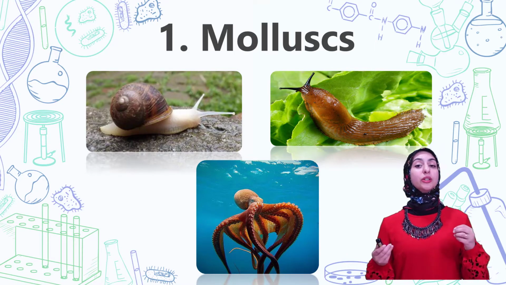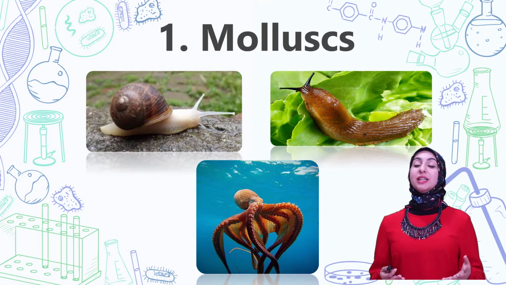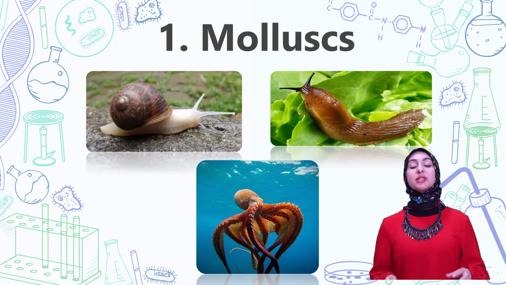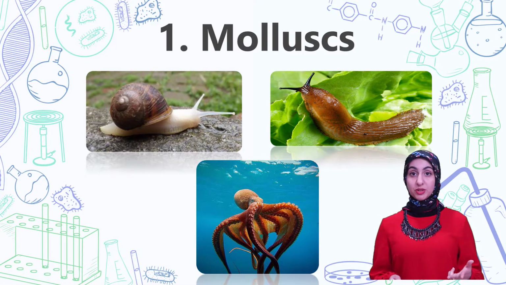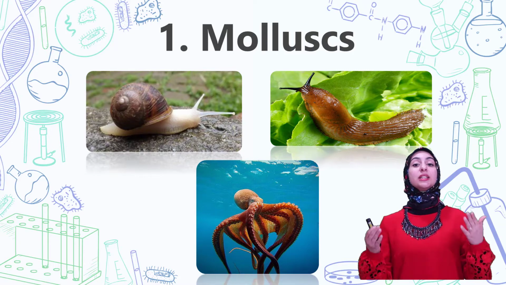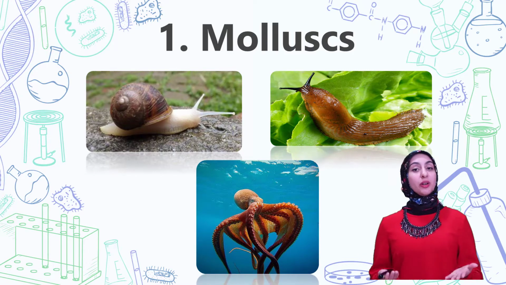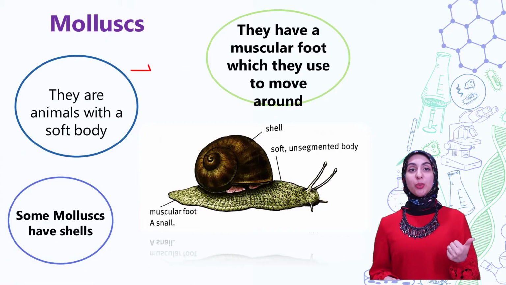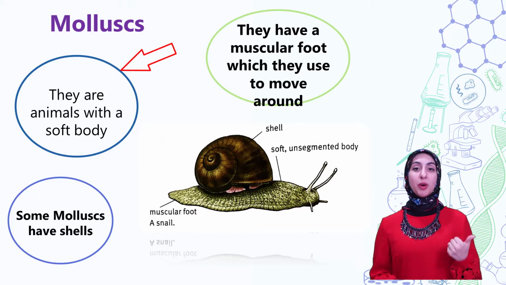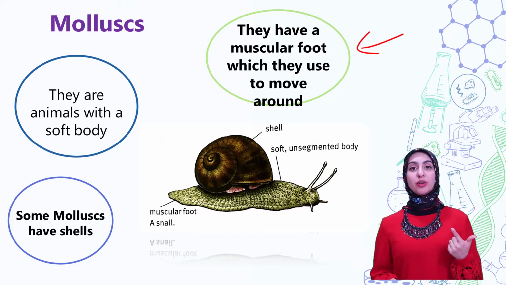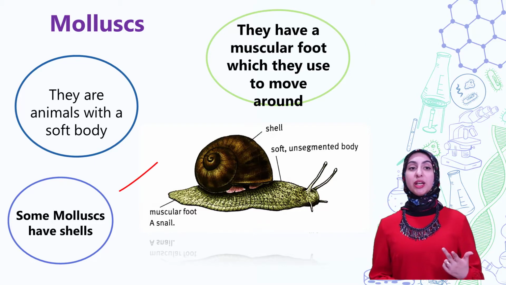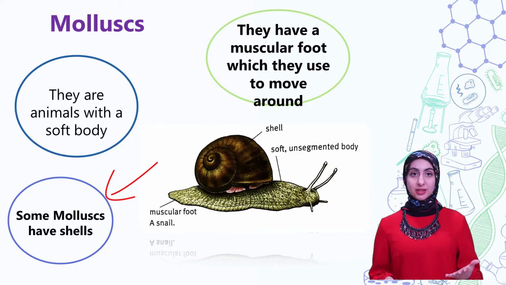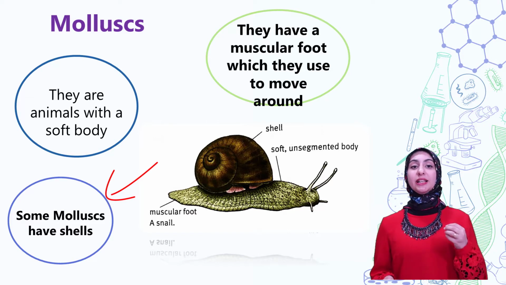Let's have a look at mollusks. As you can see here, the mollusks group includes snail, slug, octopus, right? So it has some characteristics. What are these characteristics? Number 1, they are animals with a soft body. Number 2, they have a muscular foot which they use to move around. Number 3, some mollusks have shells. Like the snail here, it has a shell.